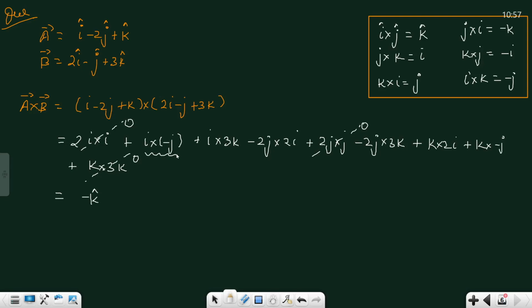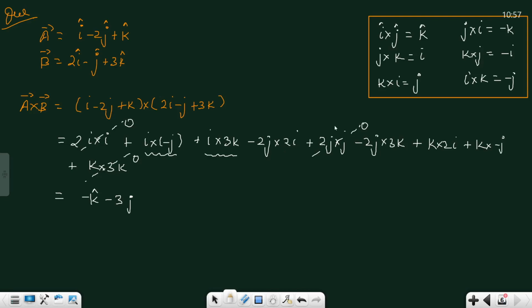Yes, sir. i cross j is k. So what will be i cross minus j? With the minus sign you will get a minus k. Now i cross 3k. i cross k is minus j. So i cross 3k will be minus 3j. Clear?